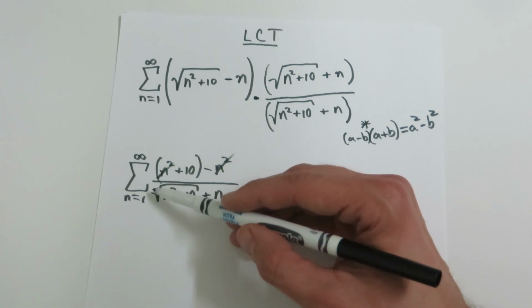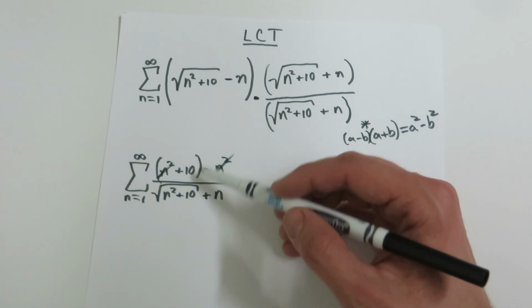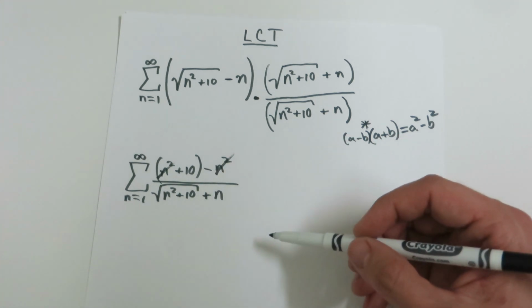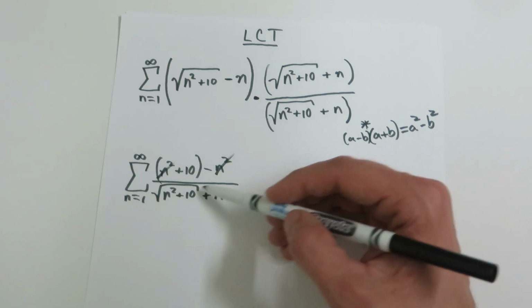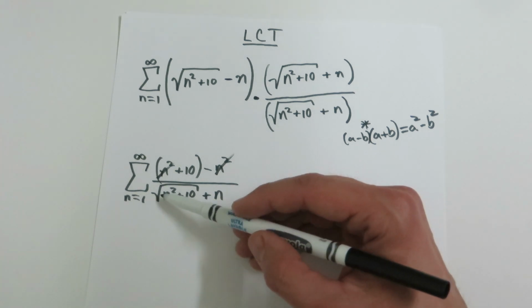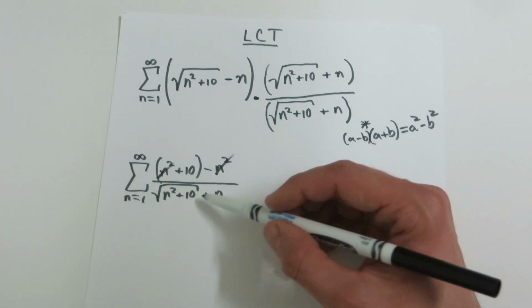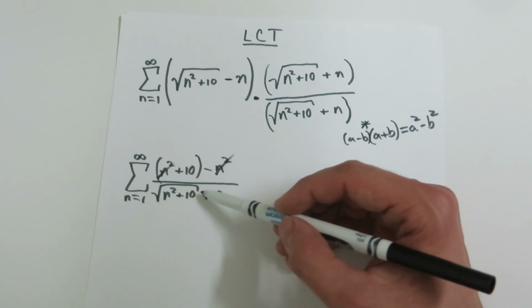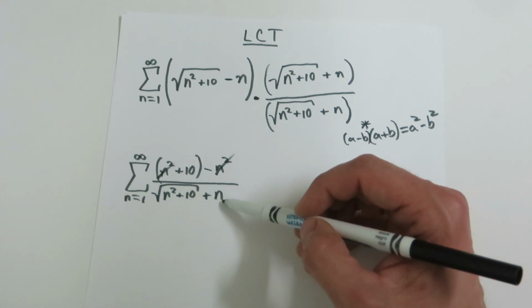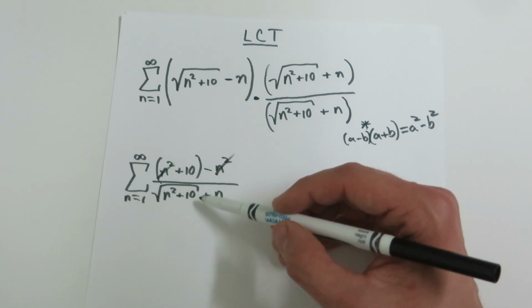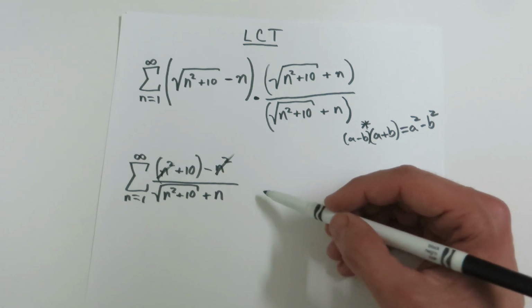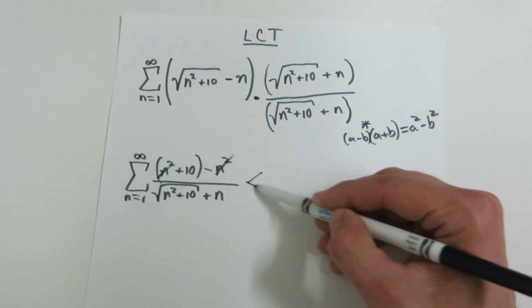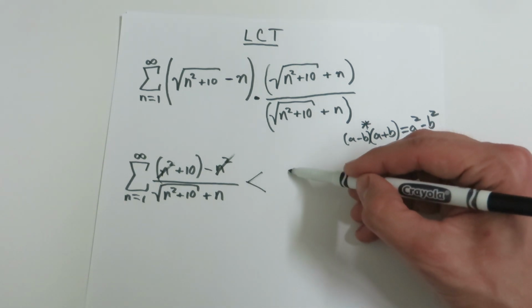So this is the series from 1 to infinity of 10 over all of this. And notice that as n goes closer and closer to infinity, this is just going to go closer and closer to root n squared plus n, or n plus n, because the 10 is going to become increasingly insignificant. So you could argue that this series is going to be smaller than this series.